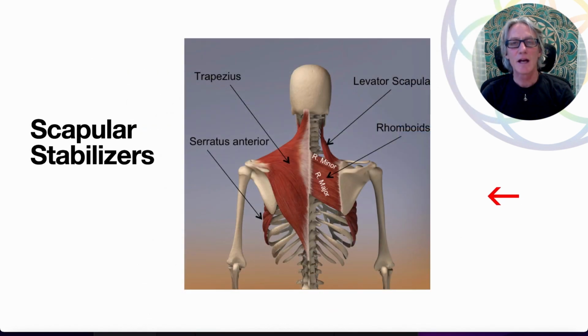Here's an anatomical model showing the scapular stabilizer muscles. Here's the rhomboids, rhomboid major and minor. They run in this oblique direction, attaching the spine to the medial border of the scapula. So they adduct the scapula as well as elevate it. And then we have the levator scapula, which attaches some of the cervical vertebrae to the top of the scapula, this superior angle of the scapula. So this can elevate the scapula as well as downwardly rotate it.